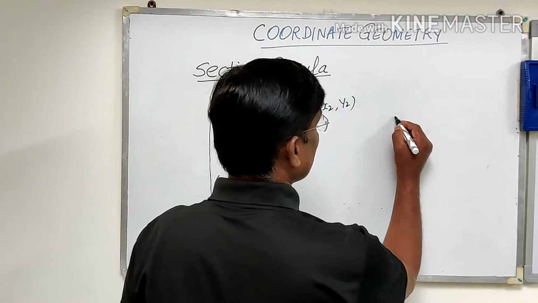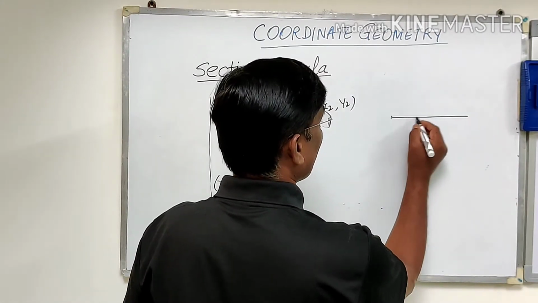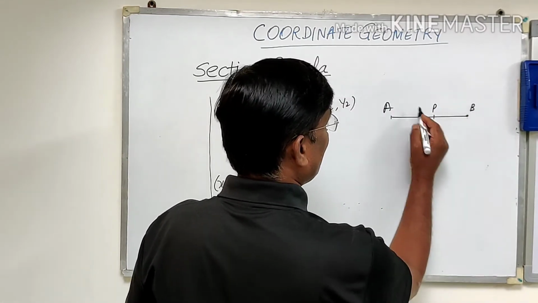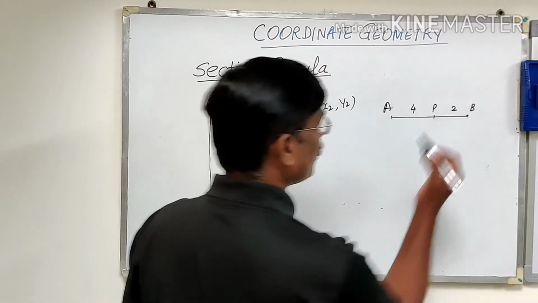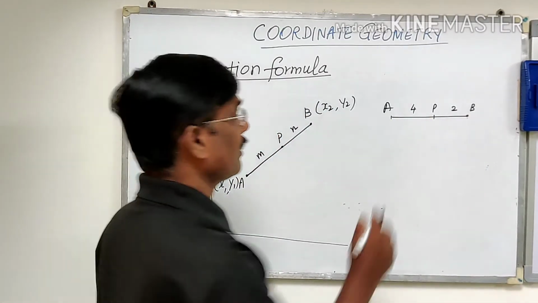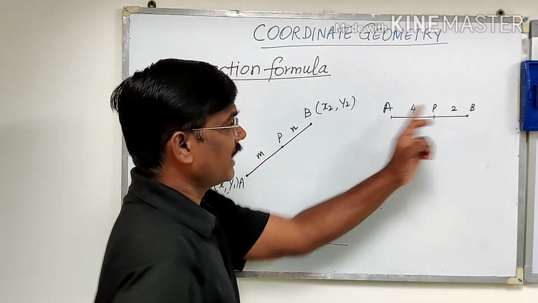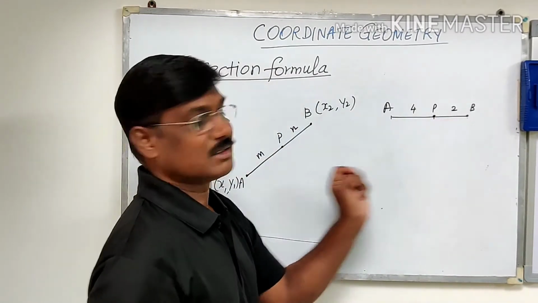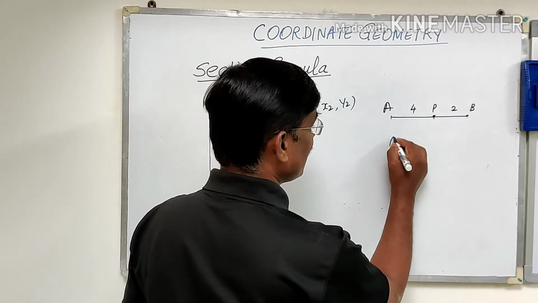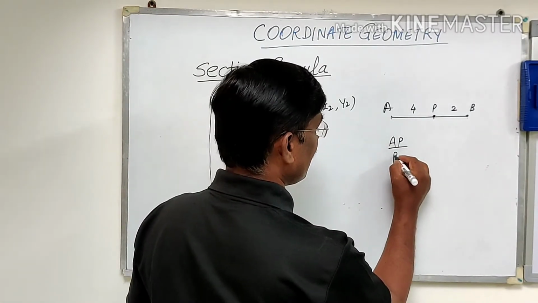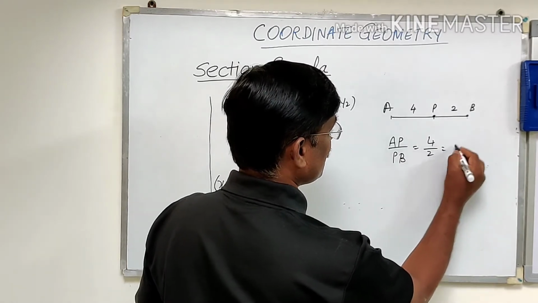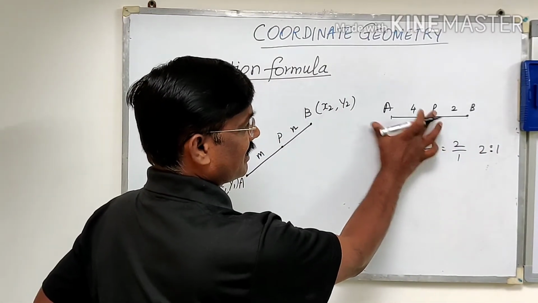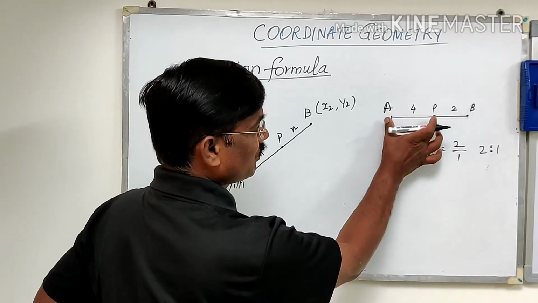For example, suppose this is a line. Let us say this is P, A, and this is B, and if this is 4 units and this is 2 units in length, then what is the ratio in which AB is divided? P is dividing the line A and B. So this is nothing but AP divided by BP, which is equal to 4 divided by 2, which is equal to 2 by 1, or 2 is to 1. So P is dividing this AB line in the ratio 2 is to 1.